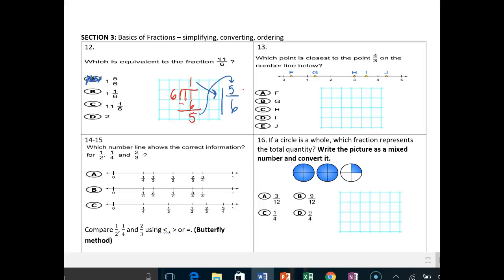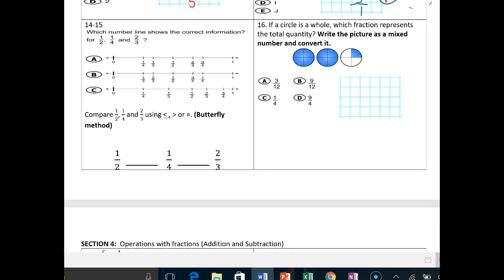A. Which point is closest to the point 4/3 on the number line? So let's first take that improper fraction, turn it into a mixed number. 3 goes into 4 one time with 1 left over. So my answer is 1 and 1/3. So now I'm looking for 1 and 1/3. Well, F can't be 1 and 1/3 because that's not even greater than 1. G is very close to 1 and 1/3, might be it. H is 3, I is like 3.5, and J is about 4 and, I don't know, 1/3 or so. So it's got to be G by process of elimination.